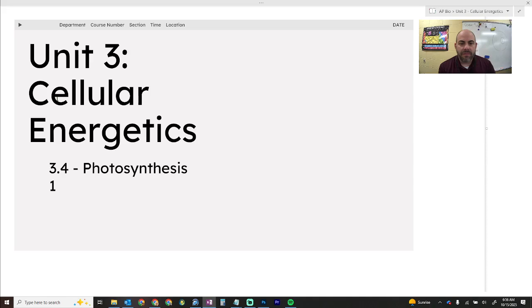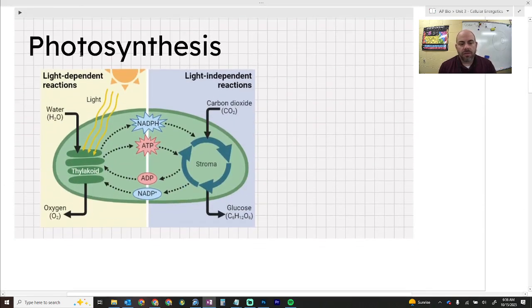Basically what I've done is I've divided it into the two different reactions that we're going to look at. And this first video is going to be more of an overview of the whole process as well, so it'll be a little bit longer. So here we have the overview of photosynthesis.